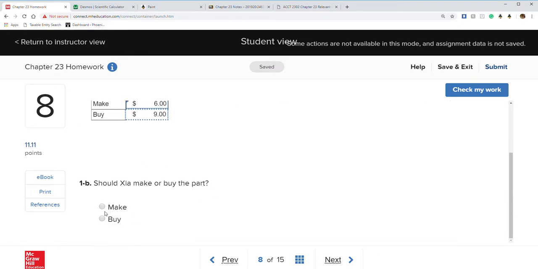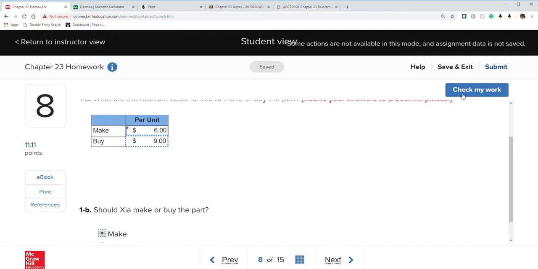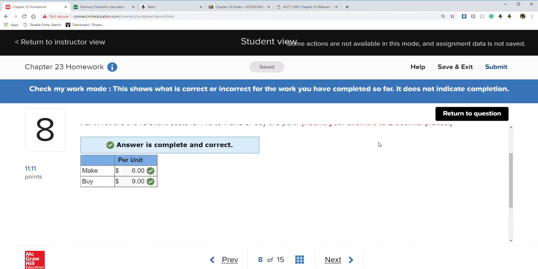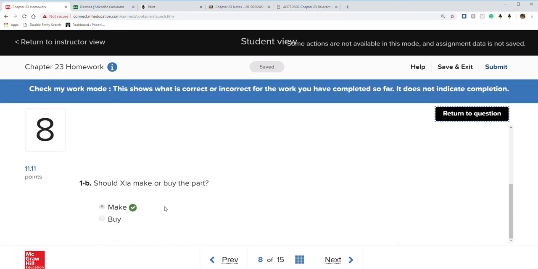It's $3 cheaper for us to make it. So question 1B is going to say, should we buy or make? And the answer is going to be make. Again, check my work, make sure your amounts are correct. They are. And of course, you can check if you made the right decision. We did. Awesome. Let's move on.